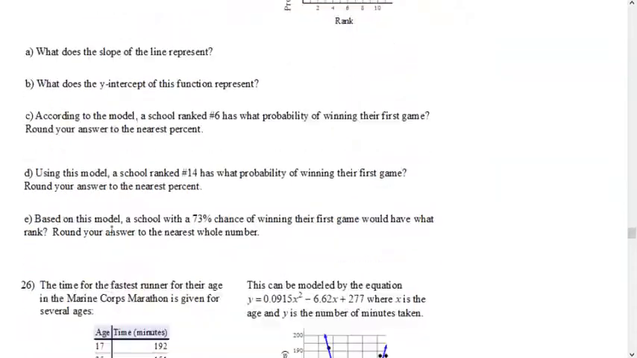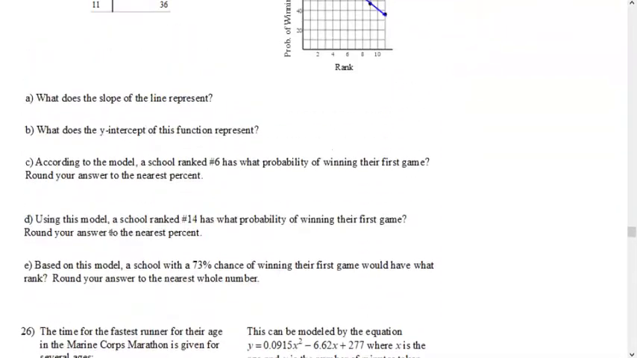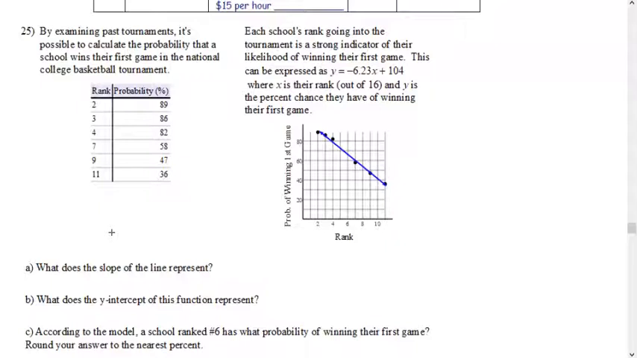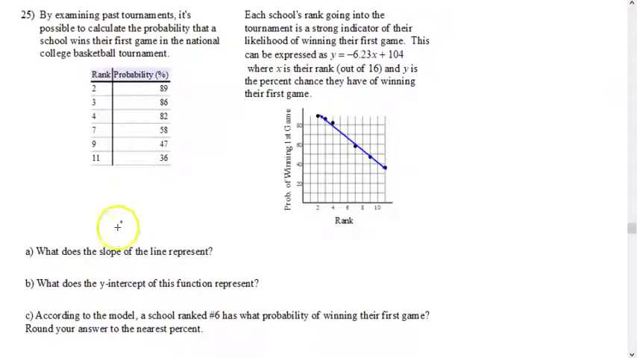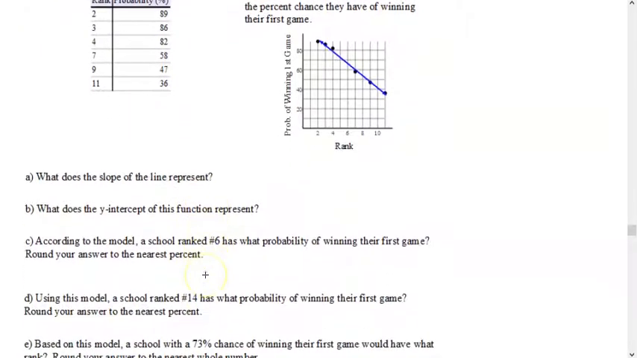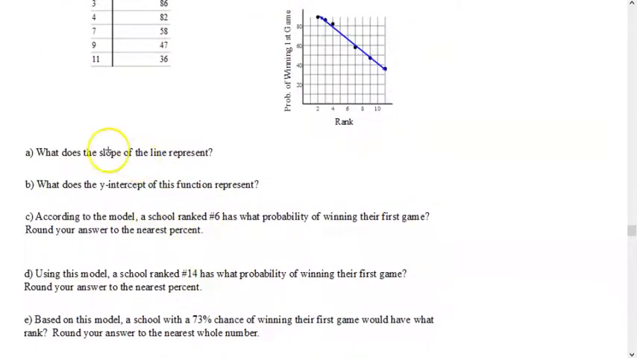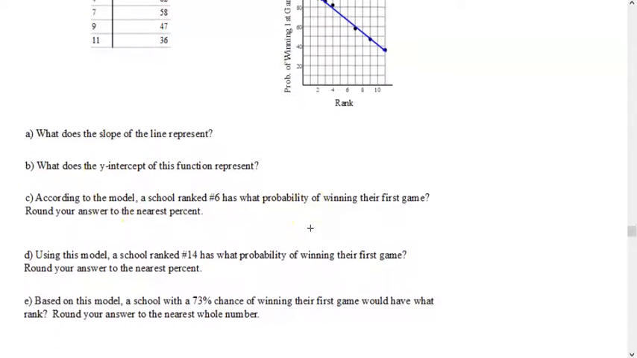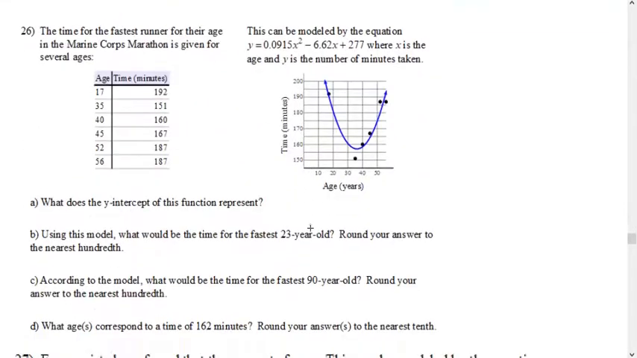So for these 2 problems, number 25 and 26, 25 is a linear regression, and they already give you the table and the equation. They just want you to interpret it. Like, what's the slope mean? What's the y-intercept? Make predictions.